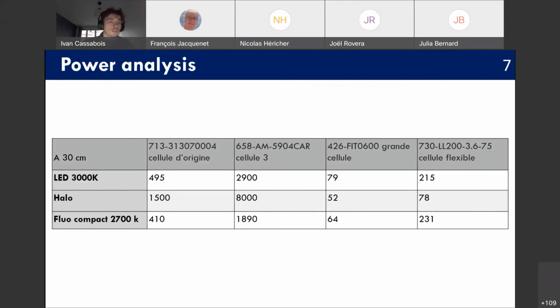For example, the halogen is very good with cell 2 and cell 3, whereas the LED is better with the big cell and the flexible cell.